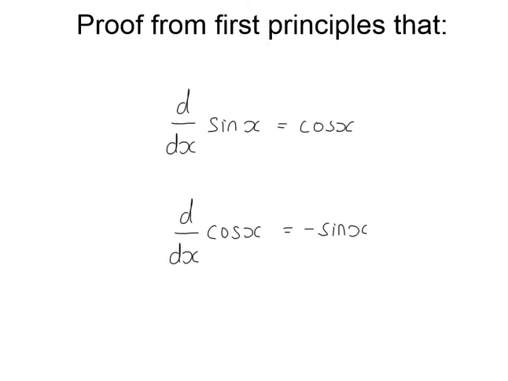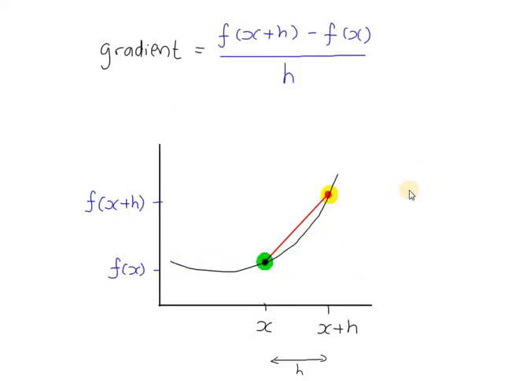Now we're going to show from first principles that if you differentiate sine you get cos, and if you differentiate cos you get minus sine. Okay, this graph is not sine or cos, it's just to generalize and show you where differentiation from first principles comes from. So all I have is a curve, and what I'm looking for is the gradient right there. Now I could draw a tangent to the curve, then the gradient of the tangent and the curve would be the same, something like this.